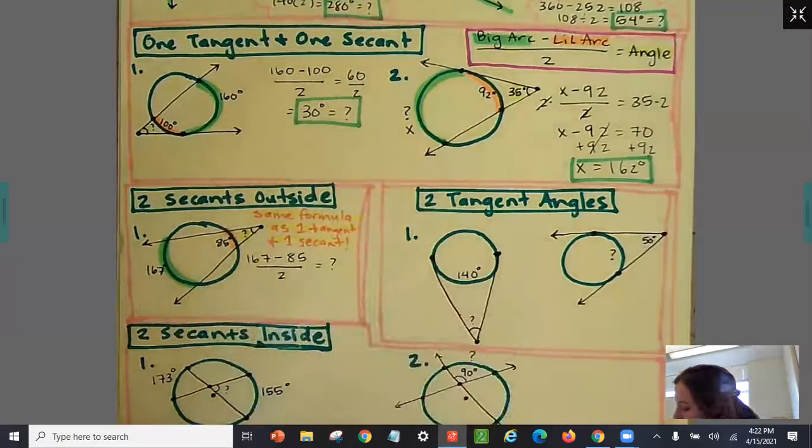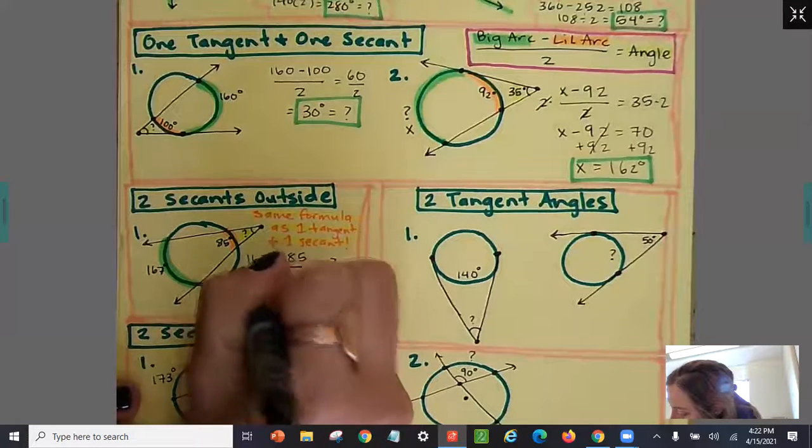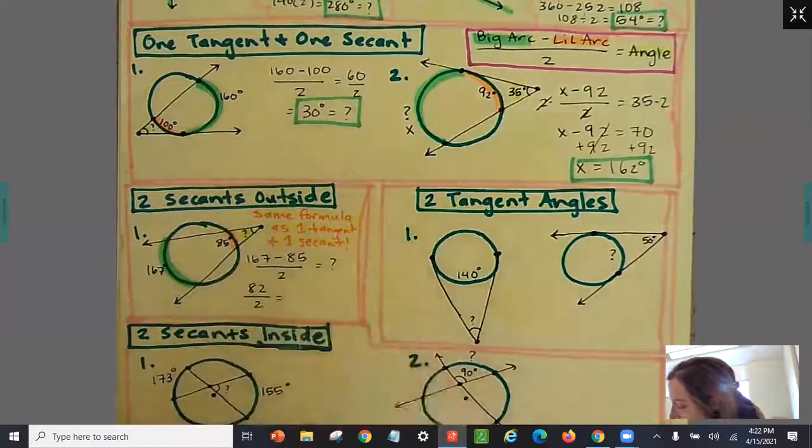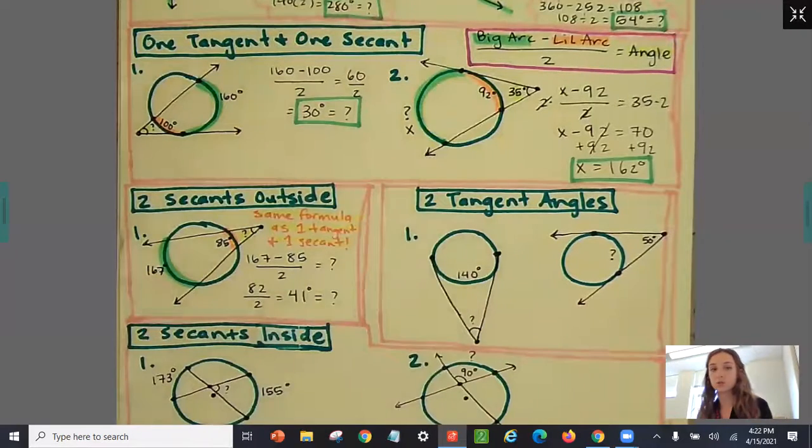So 167 minus 85, that is going to give us 82. And 82 divided by 2 is going to give us 41. So 41 is equal to our question mark that we were solving for.